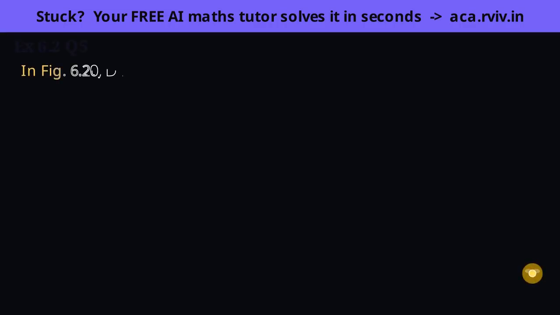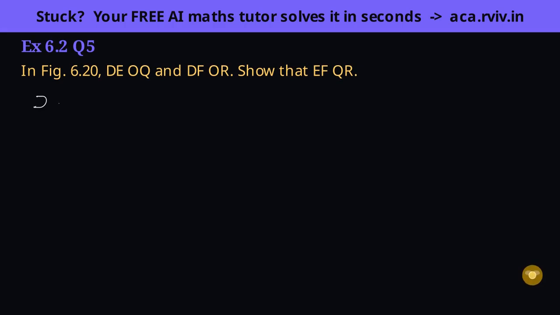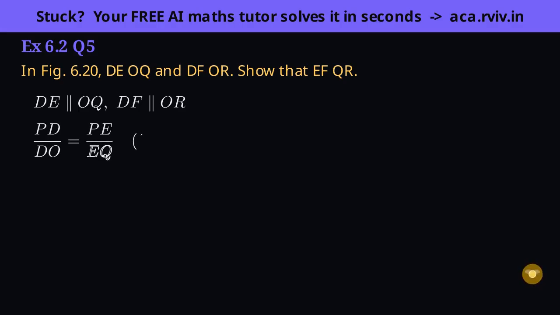Prove two ratios, then use the converse to conclude the new parallel. Set up: our goal, EF parallel to QR, will come from the converse of Thales, so first we need a ratio inside triangle PQR. In triangle POQ, DE is parallel to OQ, giving a proportion on PO and PQ. In triangle POR, DF is parallel to OR, giving a proportion with the same PD over DO.